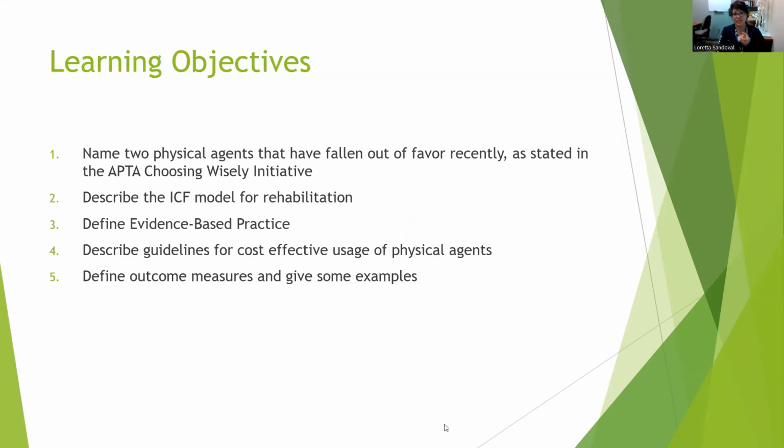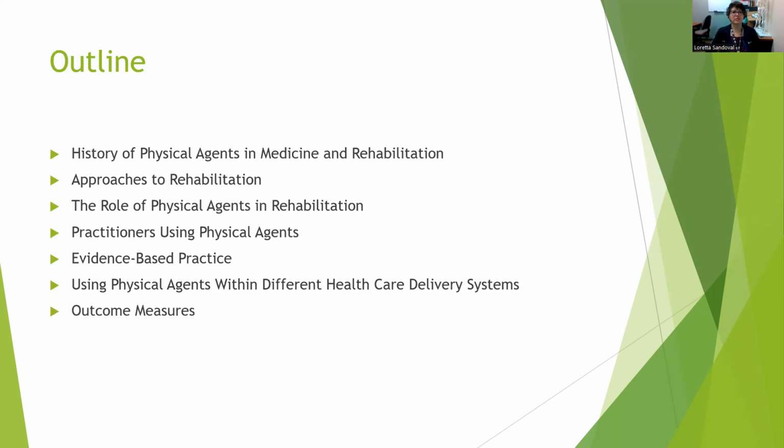So the learning objectives for this section are, I want you to be able to name 2 physical agents that have fallen out of favor recently, as stated in the APTA Choosing Wisely initiative. I want you to be able to describe the ICF model for rehabilitation, define evidence-based practice, which of course we've talked about a lot, describe guidelines for cost-effective uses of physical agents, and define outcome measures and give some examples. So functional outcome is really important in therapy in general, and particularly these days. So we're going to talk about that a little bit. So there's our outline.